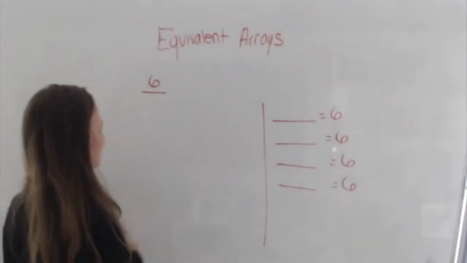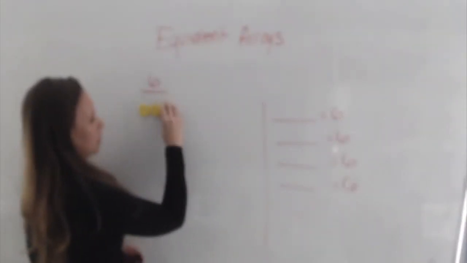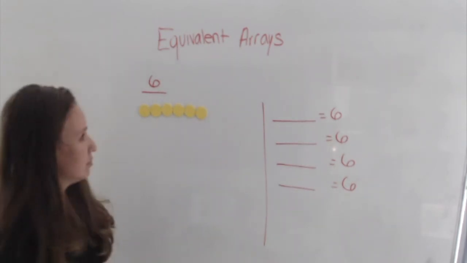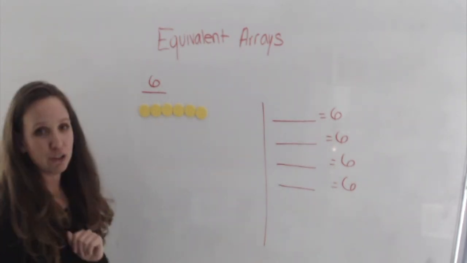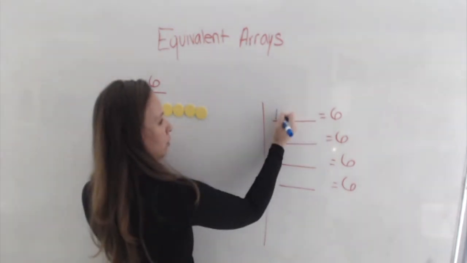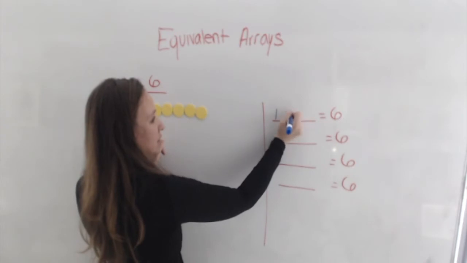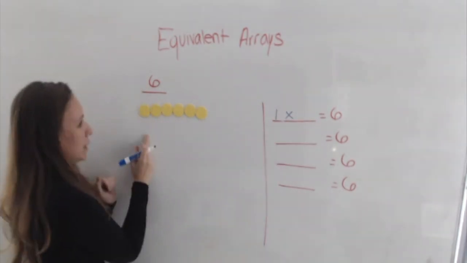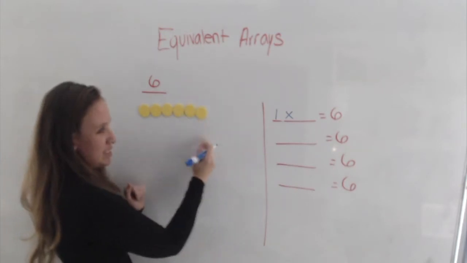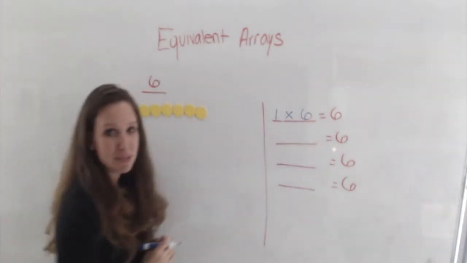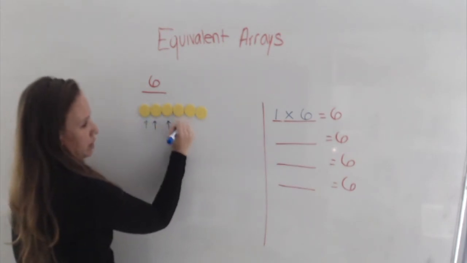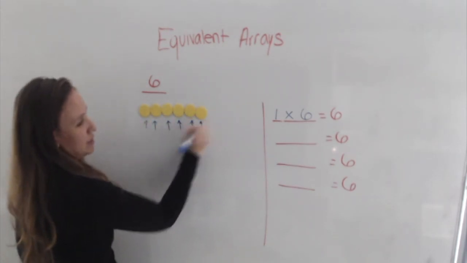Well, I think the easiest one would just be putting all of them next to each other in a row. Well, I used all 6 dots, so that equals 6. So I have one row and how many columns? 1, 2, 3, 4, 5, 6. 6 columns.